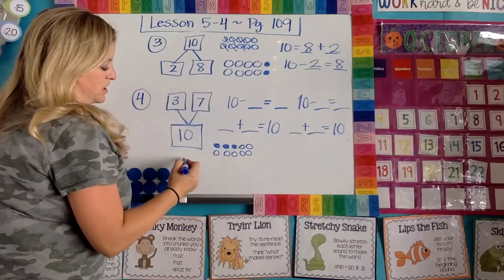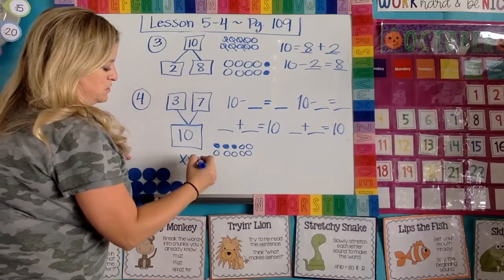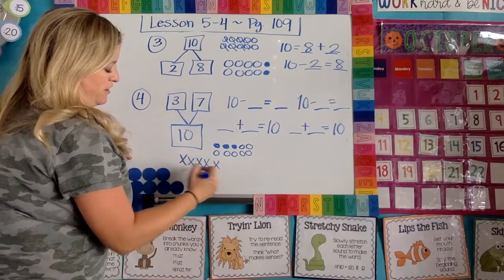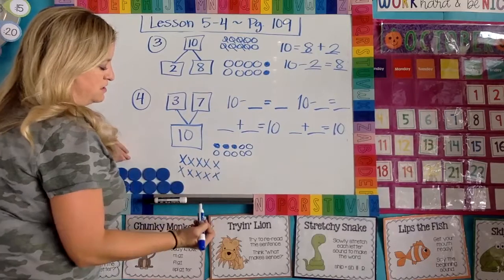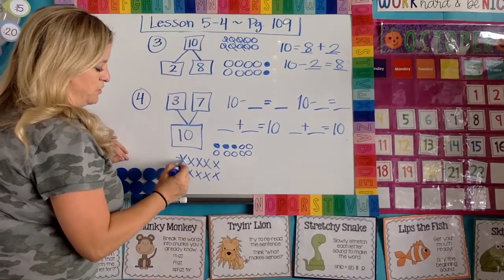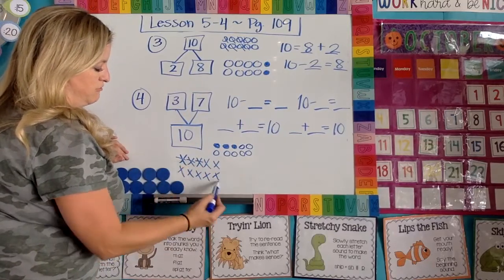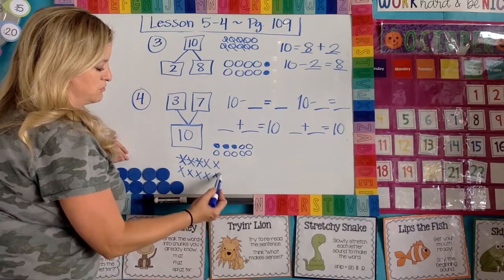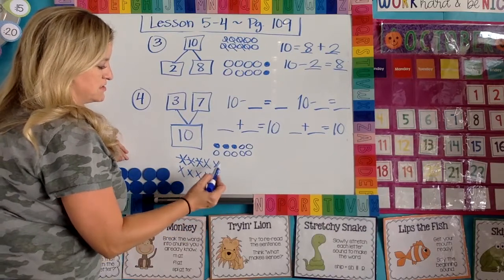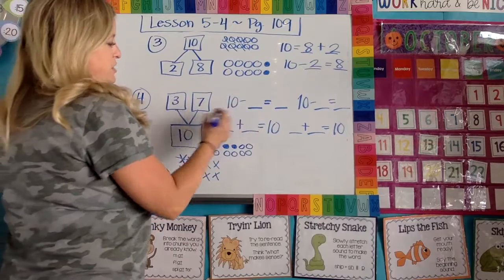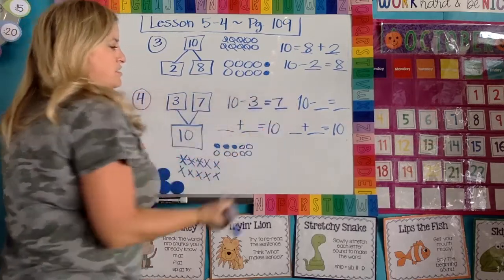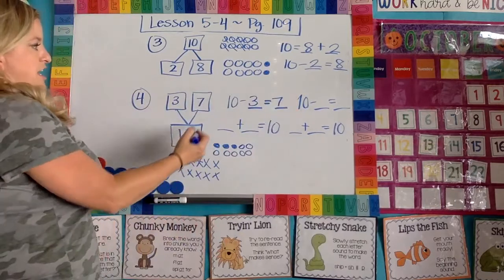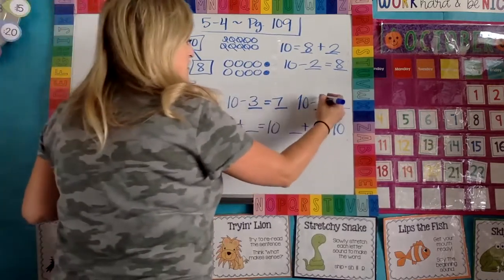7. I could also draw 10 as something. 1, 2, 3, 4, 5, 6, 7, 8, 9, 10. And I could cross out 3. 1, 2, 3. 5 in the bottom row, right? There's 5 in the bottom row. 6, 7. Awesome. Now I know that 10 minus 3 is 7. And I also know that 10 minus 7 is 3.